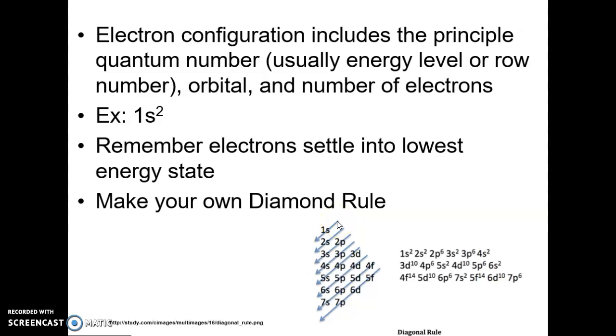So it starts out, and you want to draw these arrows, 1s, and then it goes to 2s, and then after the arrow we always come back to the next one, and then it's 2p, 3s, and then it's 3p, 4s, and then it's 3d, 4p, 5s, and then it's 4d, 5p, 6s, and then 4f, 5d, 6p, 7s, and then 5f, 6d, 7p. All right, so let's practice that a little bit.